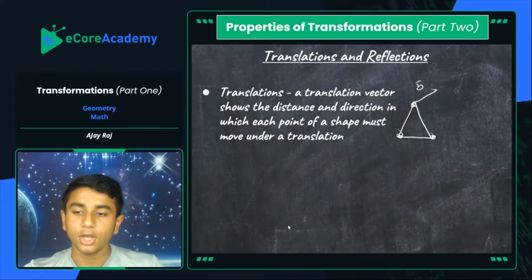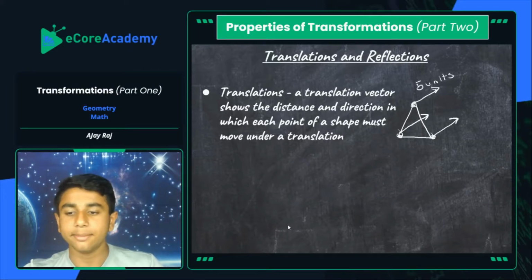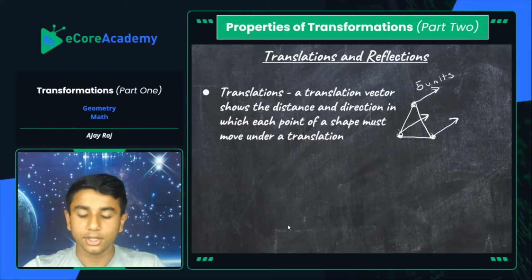So say, for example, you're trying to translate a figure 5 units. What you would do is you take every vertex of, say, for example, this triangle here, and you'd move it 5 units in that certain direction. So this little line here shows my vector, and that's the same for all parts of this triangle. All vertices of this triangle must be moved the same distance, and that's shown by a translation vector.